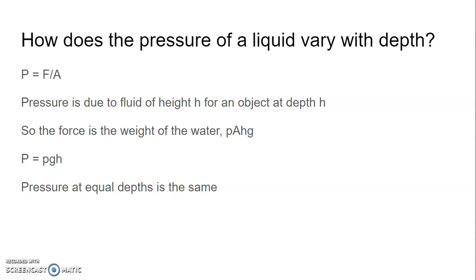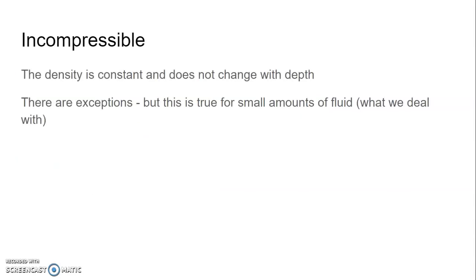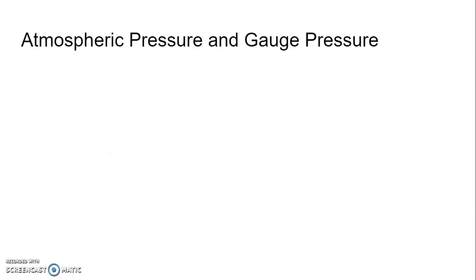So pressure at equal depths is the same regardless of the various shapes that you might have above your fluid. We're assuming incompressible fluids, which means the density is constant and it doesn't change with depth. This is idealized like pretty much everything else that we do here, but it's true for small amounts of fluid and small ranges of pressure changes. Another example problem, just plugging into rho gh.